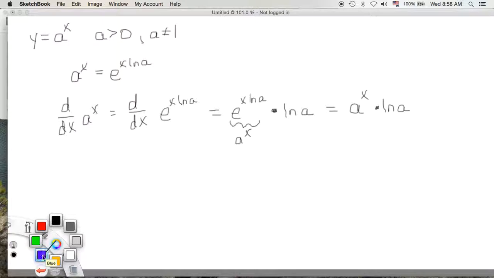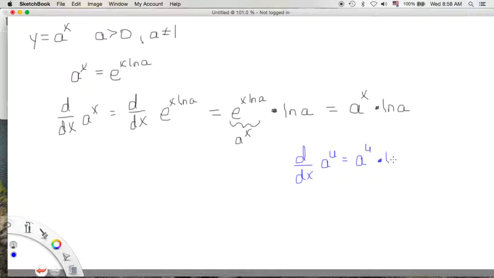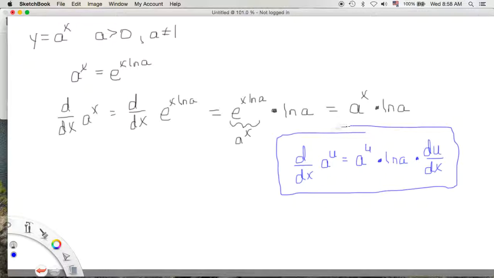If you have to do that with a more general one, we just use our chain rule again. It's a to the u times the natural log of a times du dx. Take the derivative of the outside times the derivative of the inside part. So there's another one for your spiral. Okay, so for an exponential, it's just that exponential repeated times the natural log of whatever the base is, times the derivative of the inside, the exponent part.